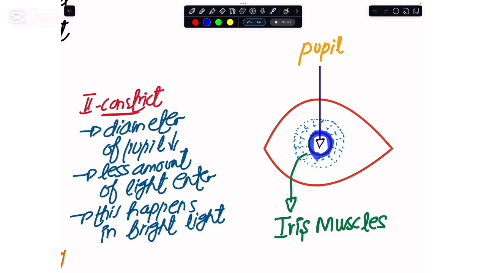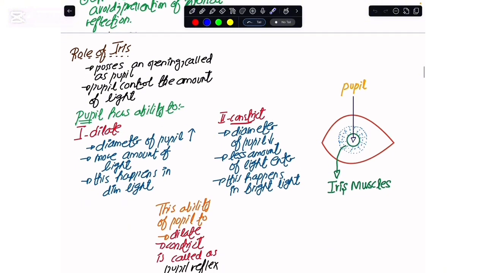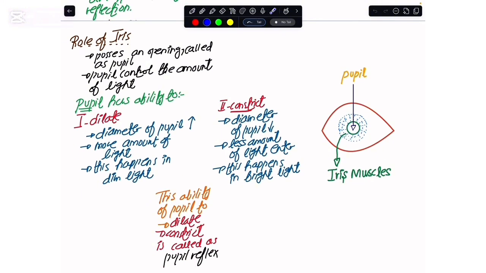When the pupil becomes narrower, or constricts, ultimately less light enters. If I take you to a daily life situation, whenever you are in dim light, the iris makes the pupil dilate. If you are in bright light, we do not want any excess light to enter, so the iris muscles cause the pupil to constrict. This ability of the pupil, dilating and constricting, is what we refer to as the pupil reflex.